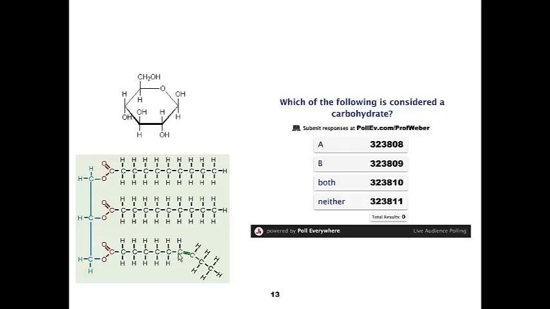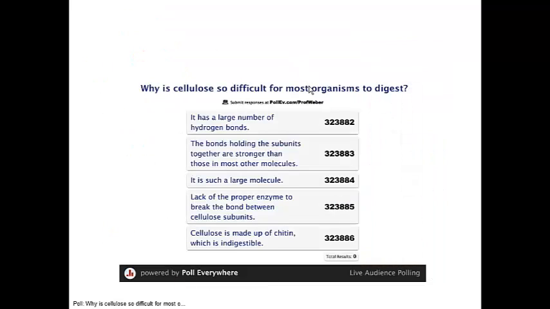So now if you were to ask yourself, here's molecule A, here's molecule B, which represents a carbohydrate? Is it A? Is it B? Are both forms of a carbohydrate? Are neither forms? Go again to pollev.com, put in your choice. Also, don't forget, also this poll, now that we've learned about cellulose: why is cellulose so difficult for most organisms to digest? Hopefully, the right answer is staring you in the face.